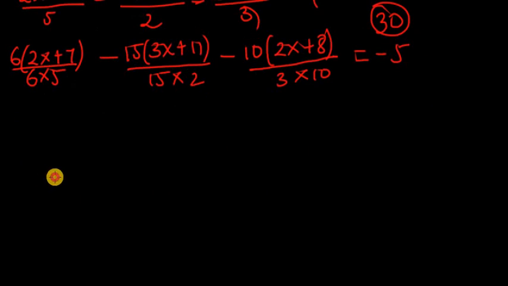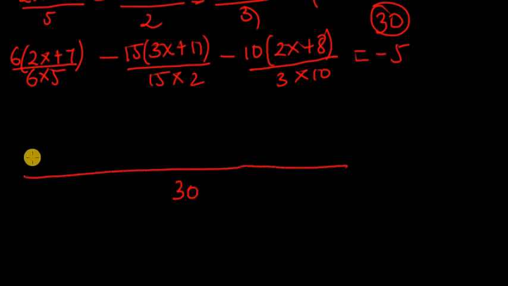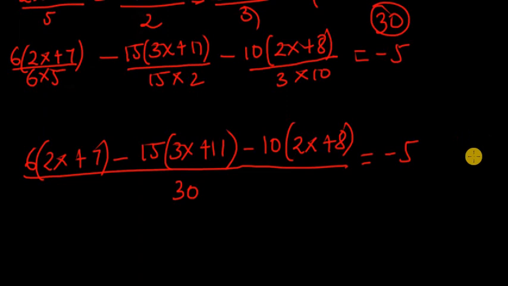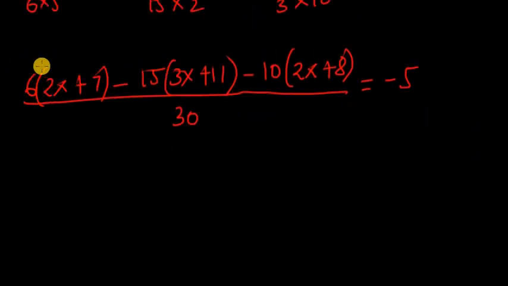Now let's take the 30 as common. So 30, and 6 into (2x plus 7) minus 15 into (3x plus 11) and minus 10 into (2x plus 8), equals minus 5. So this is how we should do it. Now we have to multiply it.